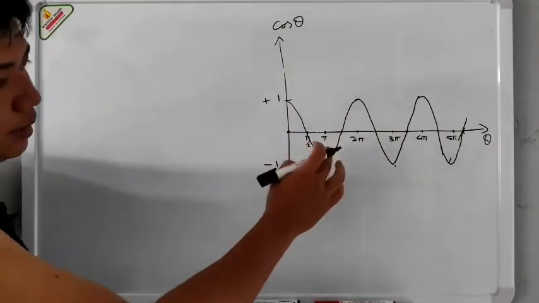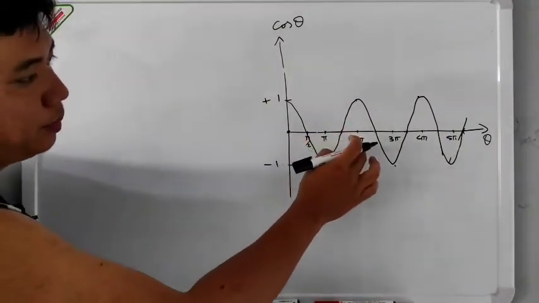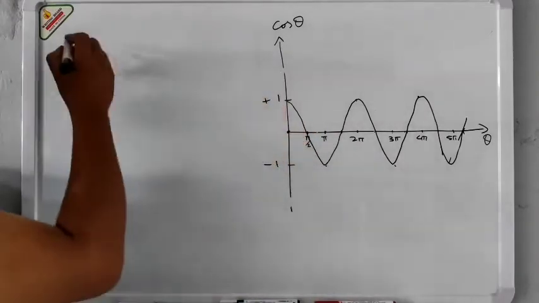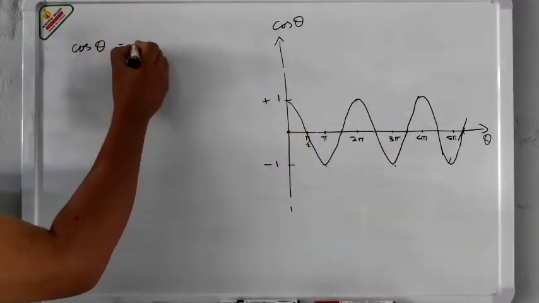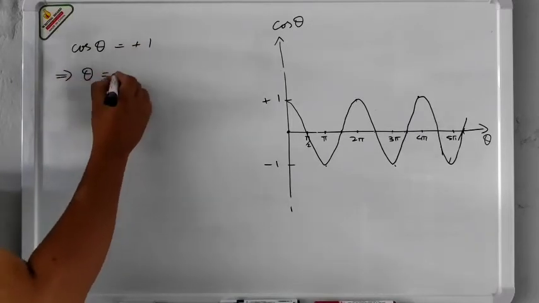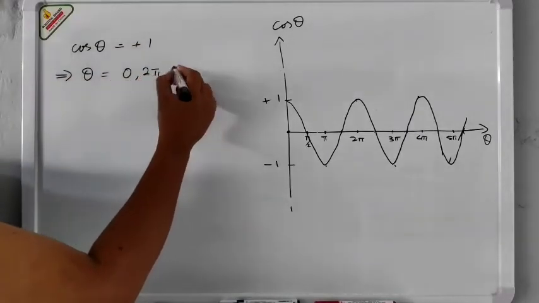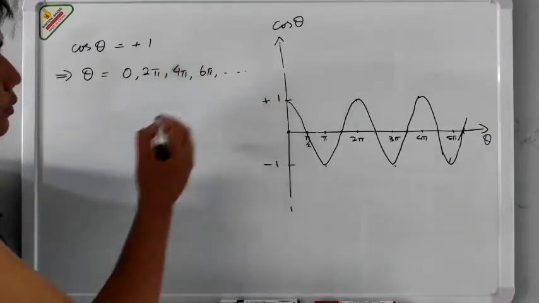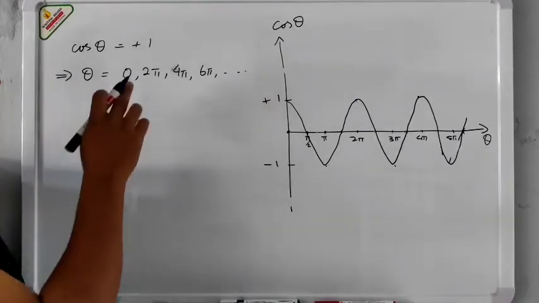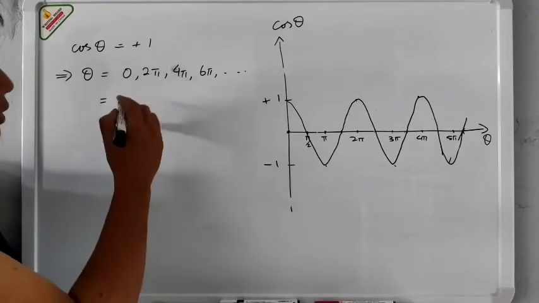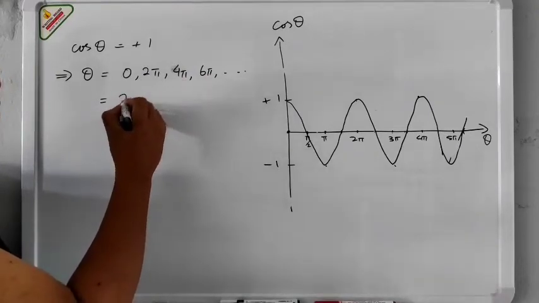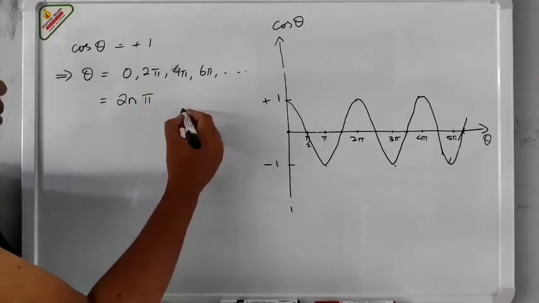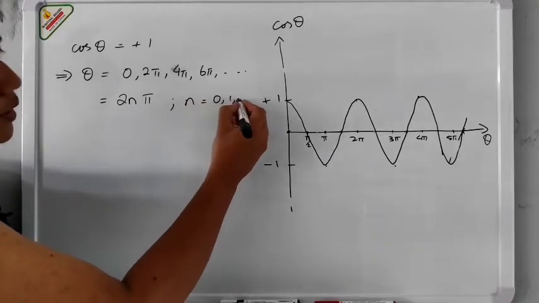When theta is 0, 2 pi, 4 pi, and 6 pi, okay, cos theta is 1. Or we can say that cos theta is +1 when theta is 0, 2 pi, 4 pi, 6 pi, and so on. It means these are the even multiples of pi. We can write 2n, an even number, okay, even multiple of pi, where n is 0, 1, 2, 3.